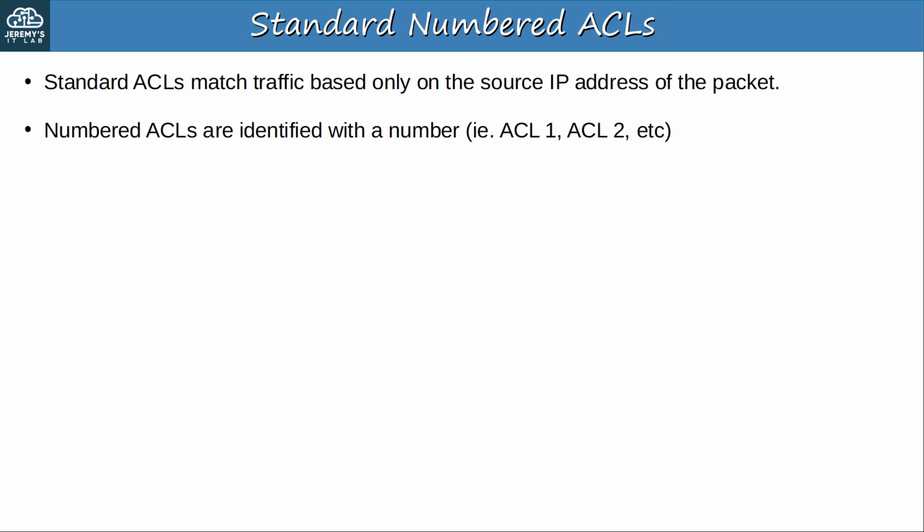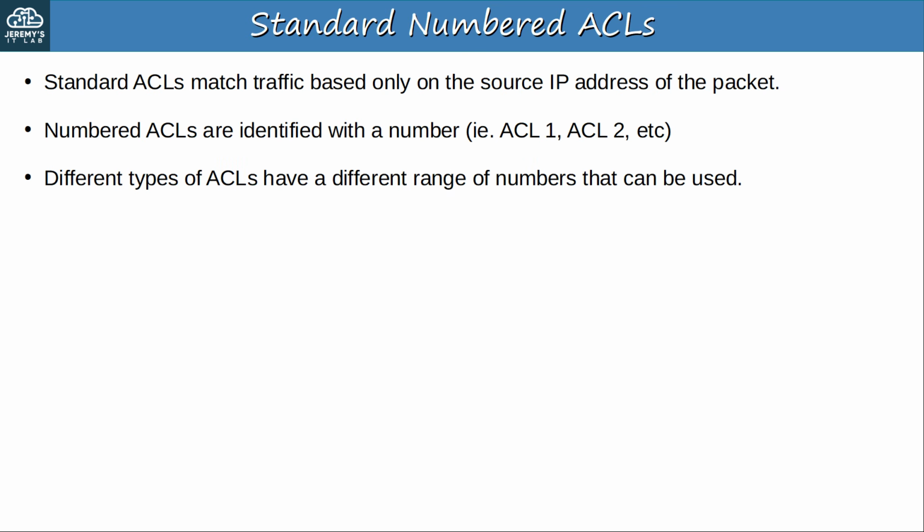Numbered ACLs are identified with a number. You can, of course, configure multiple ACLs on a single router, so you need to identify each ACL. Numbered ACLs use a number like ACL1, ACL2, etc. There are also named ACLs, which I'll introduce later.